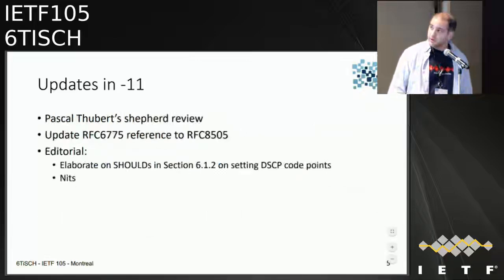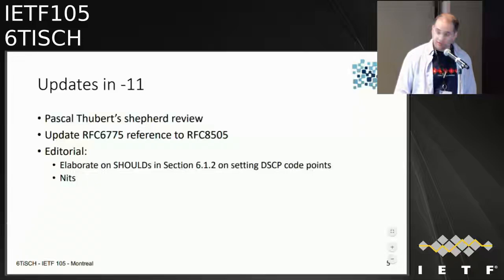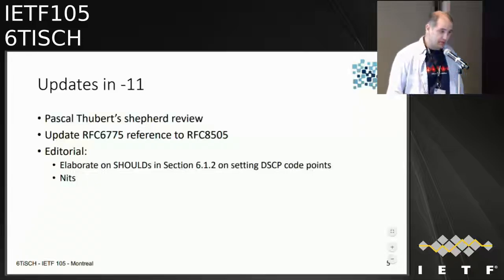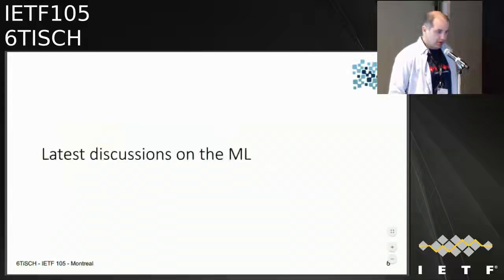Okay. Yes, so then we also had update 11 after Pascal's review. It was mainly an editorial update, with an update of references and a couple of shoulds in section 6.12 regarding the setting of the DiffServ code points, and a couple of nits fixed here and there. So now I would like to skip to the latest discussion on the mailing list. We have essentially two issues open.